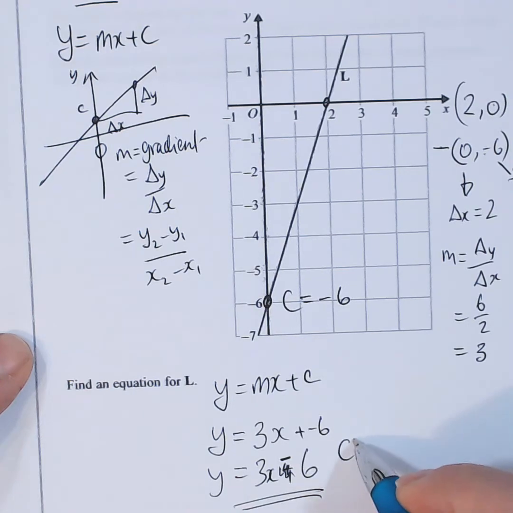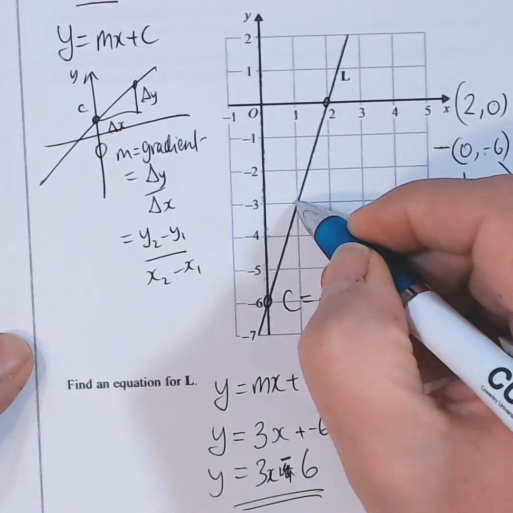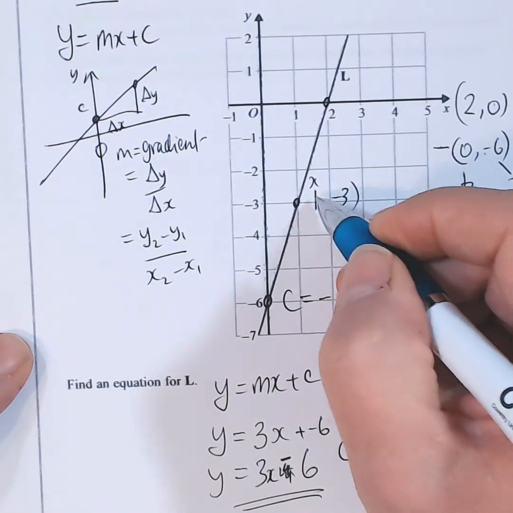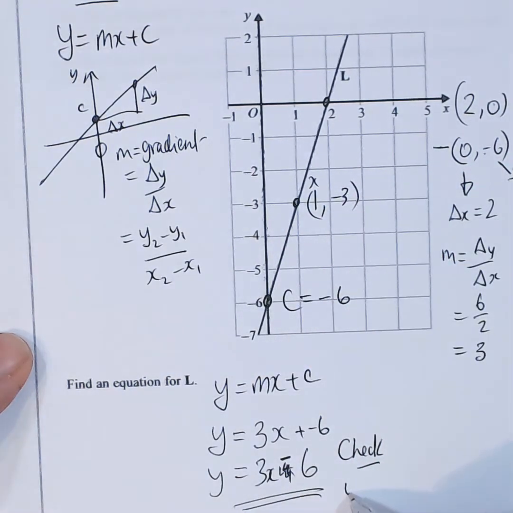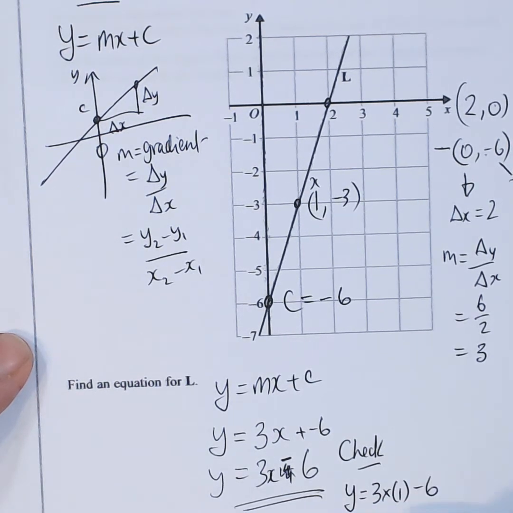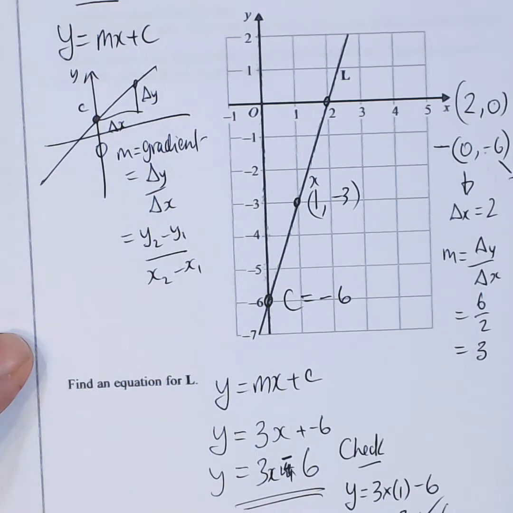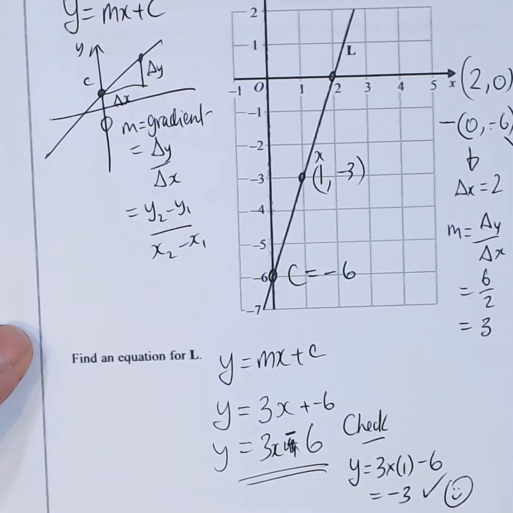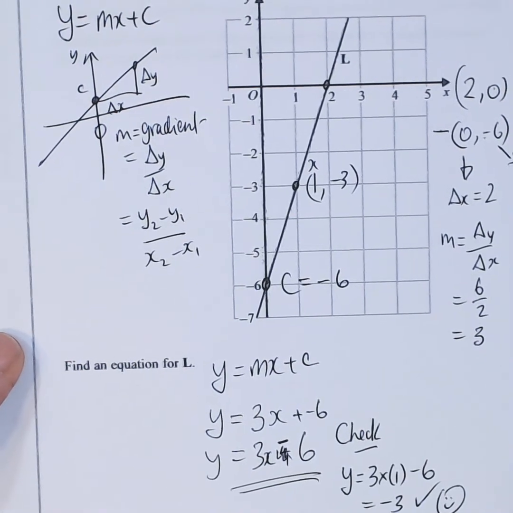We should check, of course. So if we choose this coordinate here, we know that when x is 1, y should be -3. So y equals 3 times 1, take away 6, which equals -3. So our check's worked. Okay, so that's how that kind of question can be done.